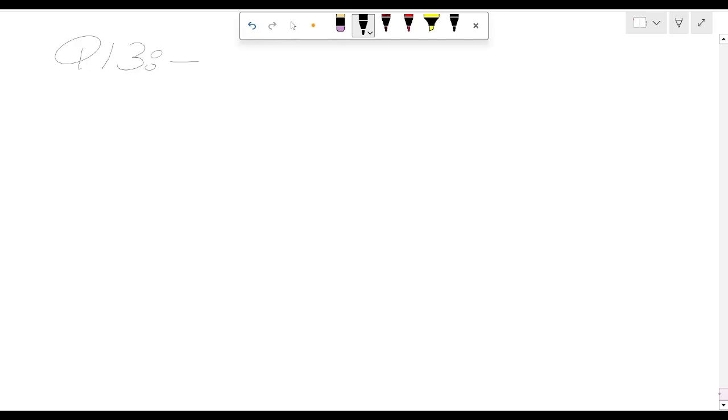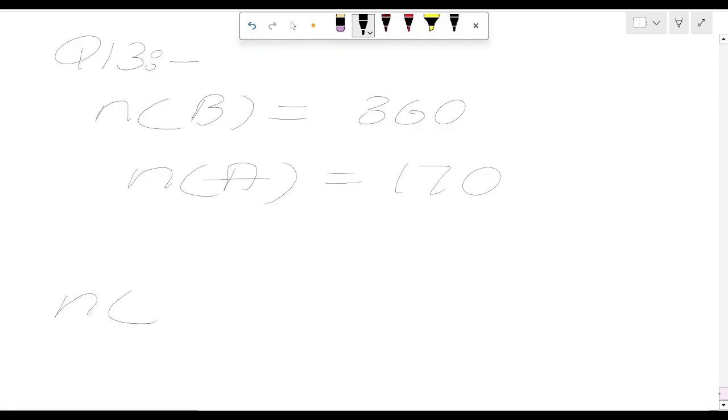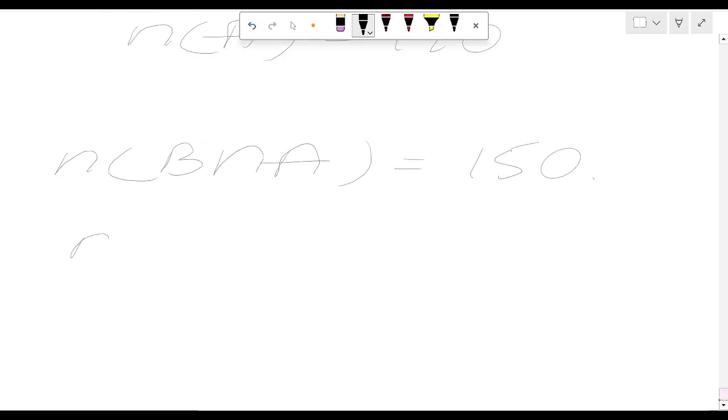Okay, so let's write down the data first. The number of B is equal to 360 and the number of A is equal to 170. After writing this, we have the number of B intersection A, that is equal to 150. When I create the Venn diagram, I'll subtract these both values from 150, but for now I won't do so. Then the number of B union A is also given, and that is equal to 380. Okay, now what do I need to do next? So this is our final answer.